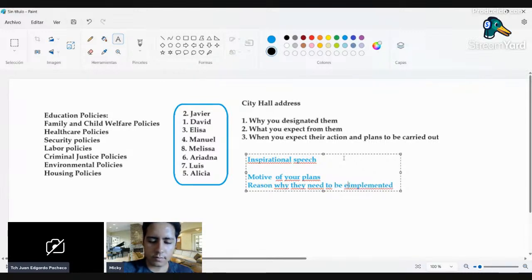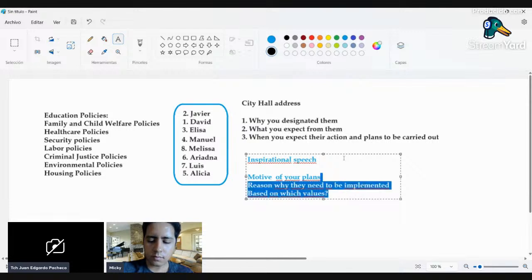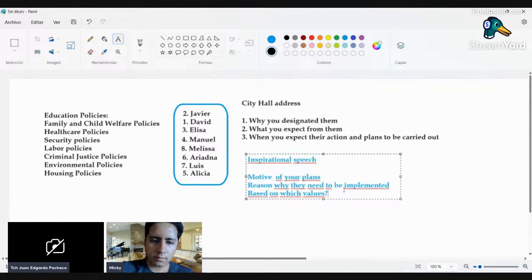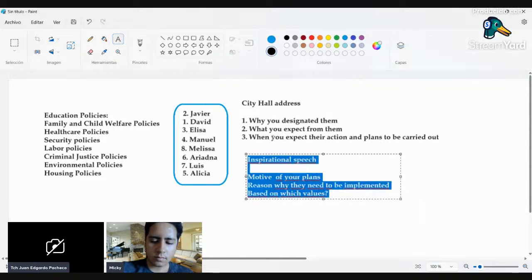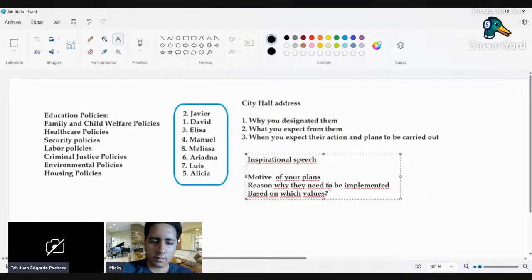What are the values that you base your actions on, right? This is based on what? Based on which values or morals or ethics? So why is this necessary? Why do people, or why does the society need all this, right? Is this necessary? If so, why? The other thing is, how are we going to do it?